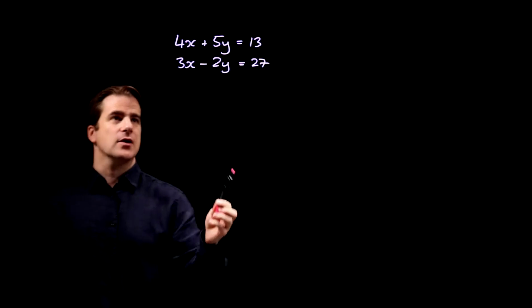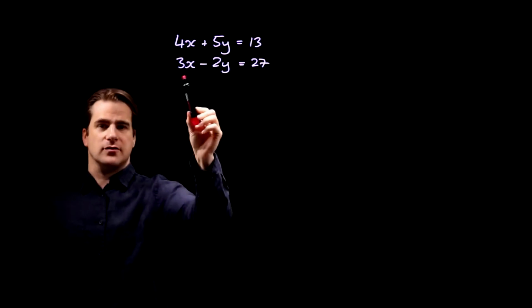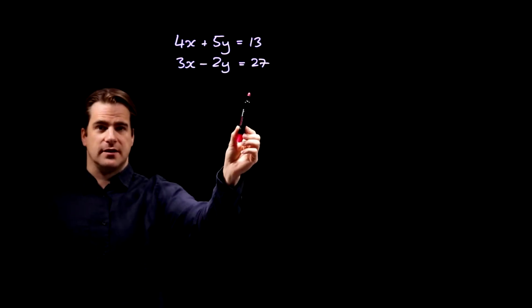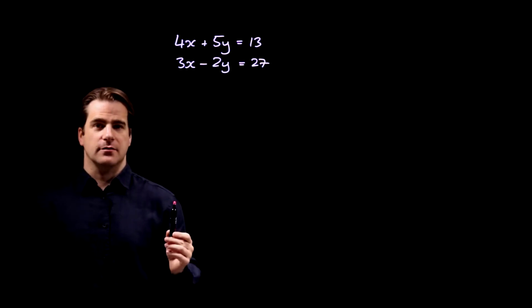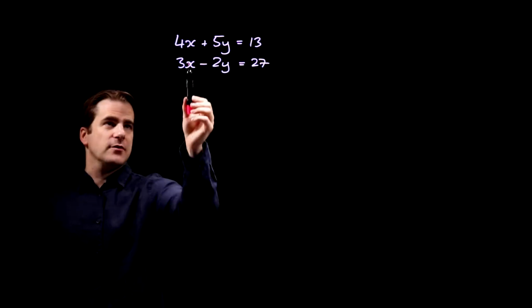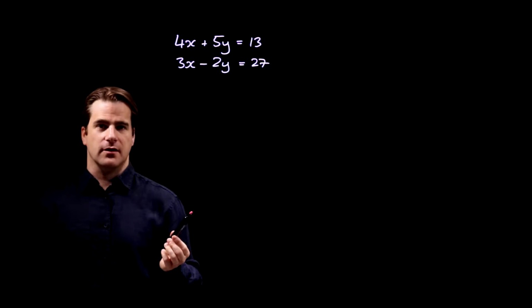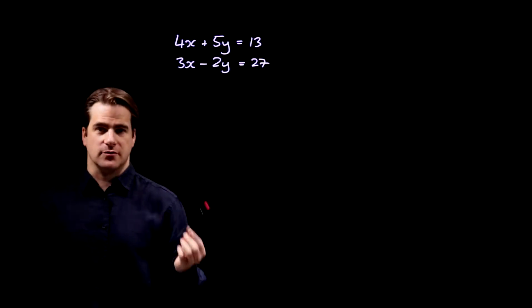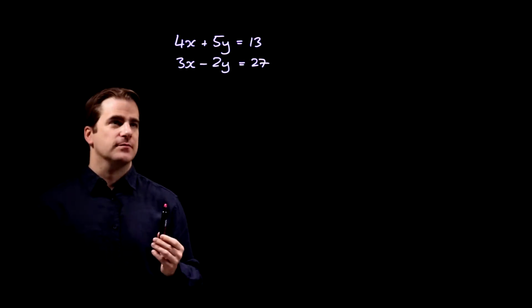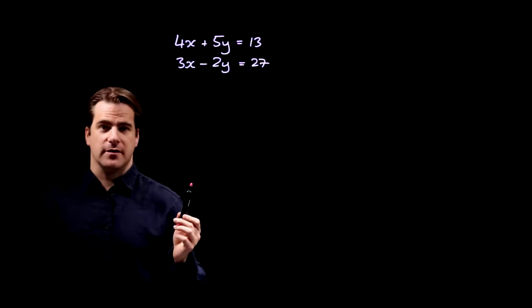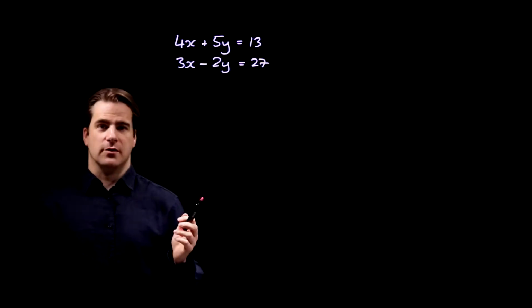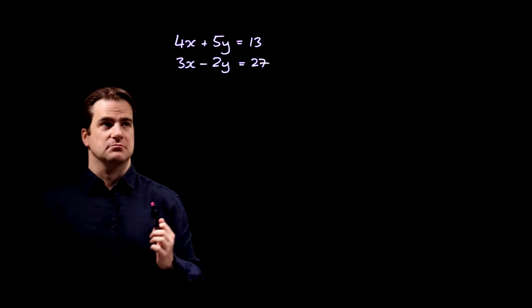It doesn't matter because there are no x squareds or y squareds. Both of these equations are linear, and that means we can use either method. If there was an x squared or a y squared in either, then we'd have to use the substitution method. Okay, so I'm going to show you both methods, and I'll start with the elimination method.